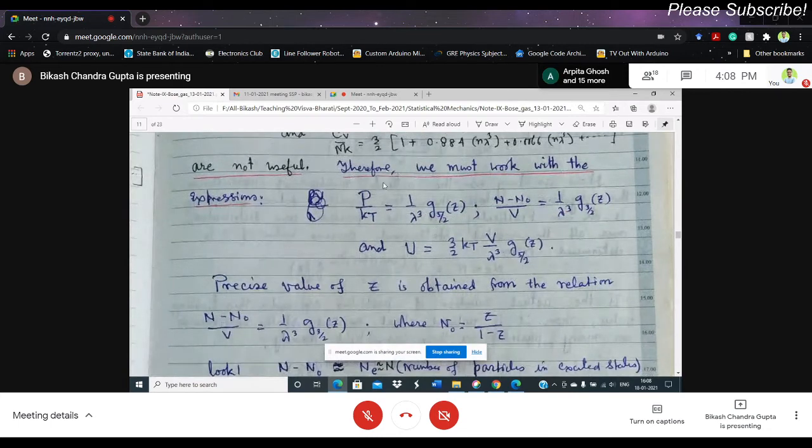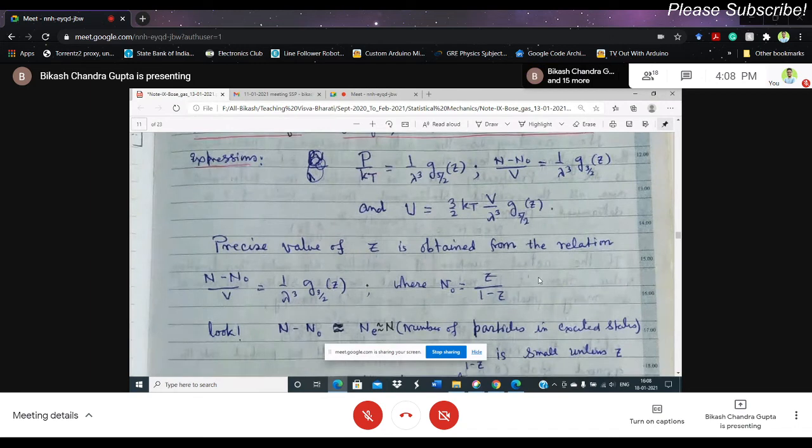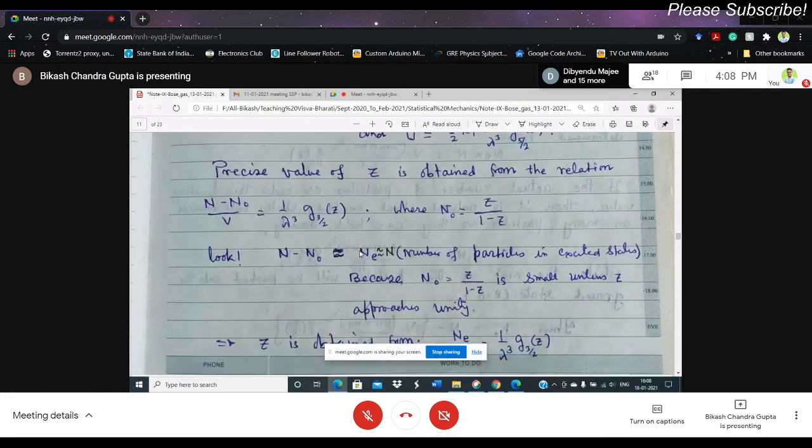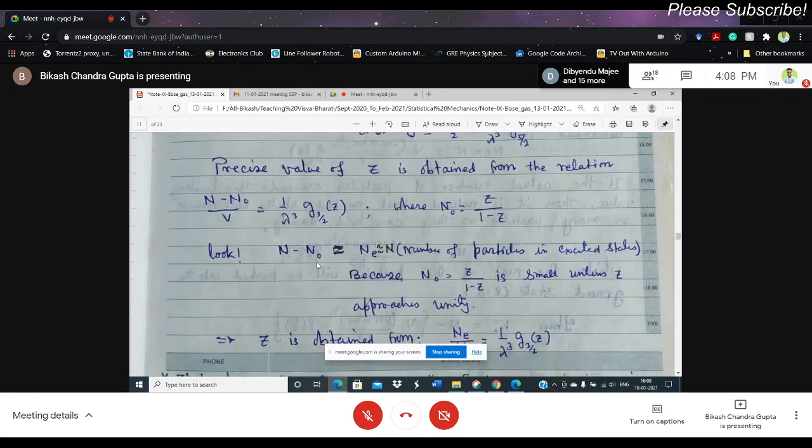Okay. So now let us again recall these original equations: P by kT is this, U is this, and the precise value of z is obtained from the relation N by V minus N0 by V equals this, where N0 is z by 1 minus z, which we have seen. Now look at this carefully. N minus N0 is Ne. We denote it as Ne. Ne means the number of particles in the excited state. N0 is the number of particles in the ground state.